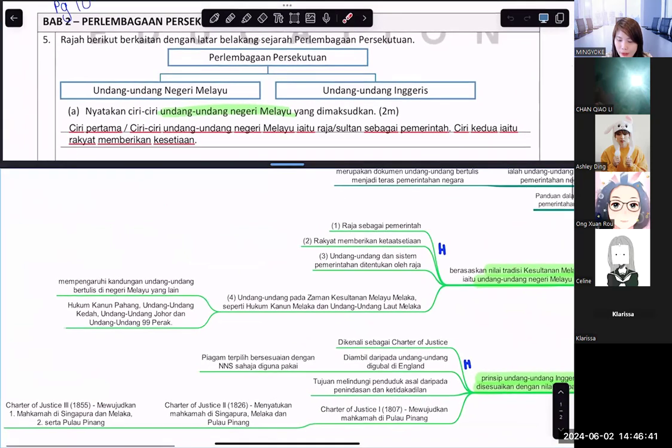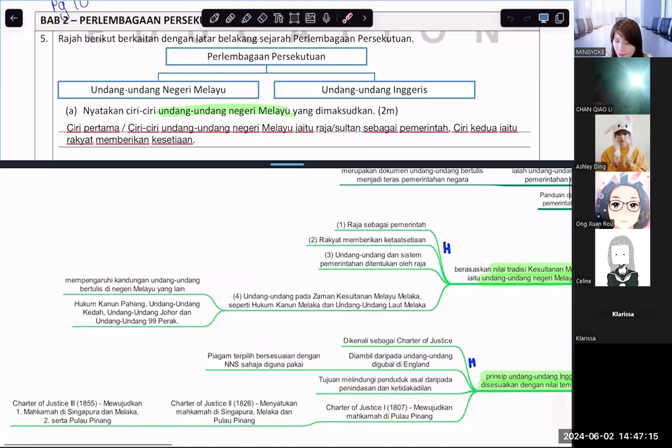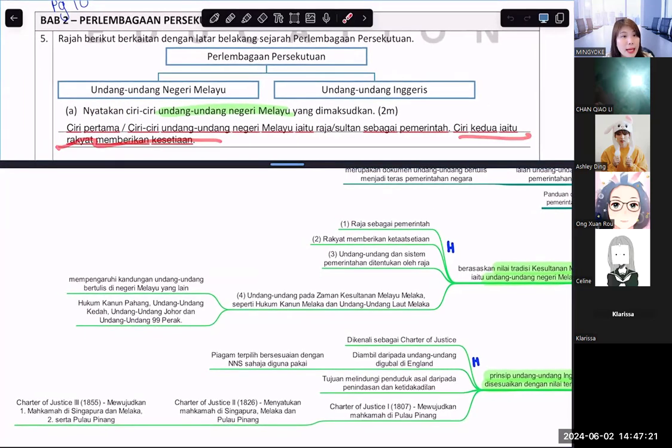First, they say Raja sebagai pemerintah, you see? And rakyat memberikan ketaat-setiaan. Oh, guys, you see? If your teacher say no need, you can straight answer, you no need to go through the kepala soalan. You can ciri pertama. But if your teacher say that, nope, you need to have kepala soalan, then you have to ciri undang-undang negeri Melayu, ya itu. Like that loh. Raja or Sultan sebagai pemerintah. Ciri kedua yaitu rakyat memberikan ketaatsetiaan.